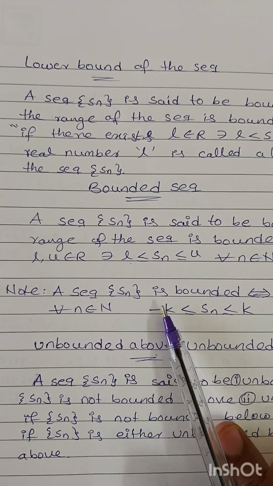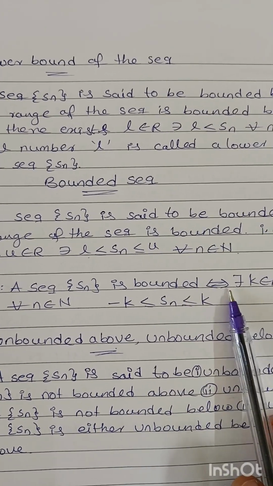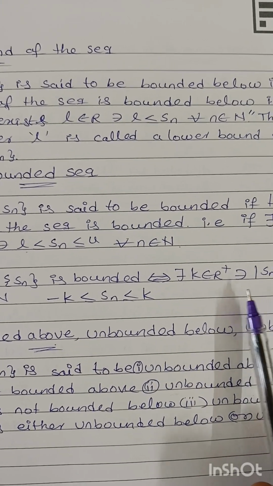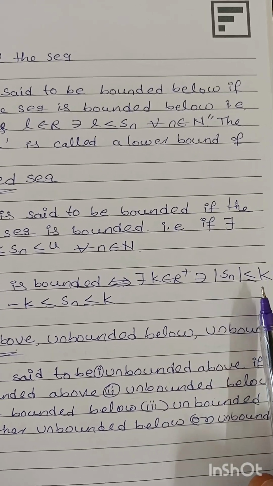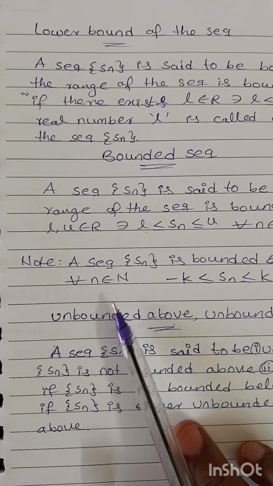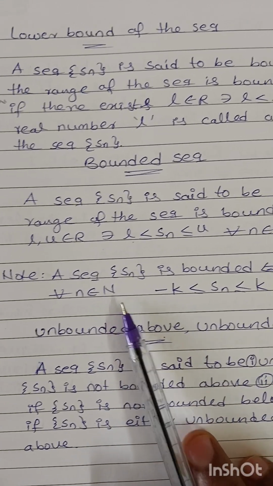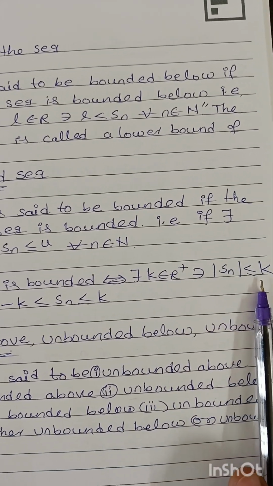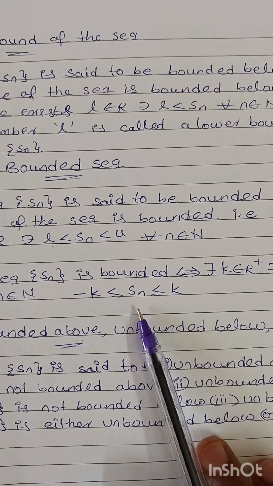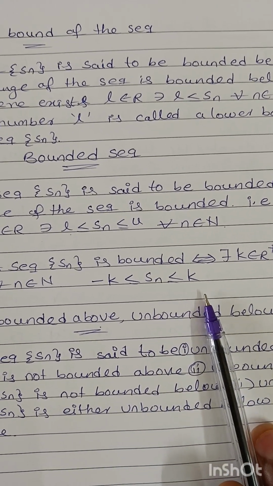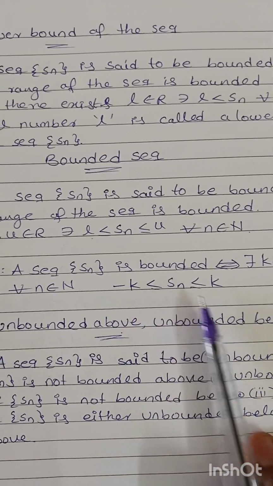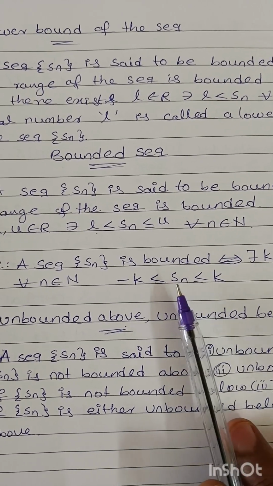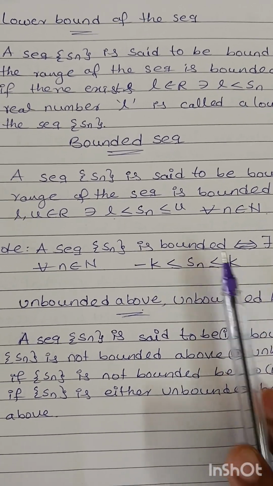Note point: a sequence Sn is bounded if and only if there exists k belongs to R plus such that mod Sn is less than or equal to k for all n belongs to capital N. Mod Sn less than or equal to k expands to minus k less than or equal to Sn less than or equal to k. Here minus k is the lower bound and k is the upper bound. Then Sn is the bounded sequence.